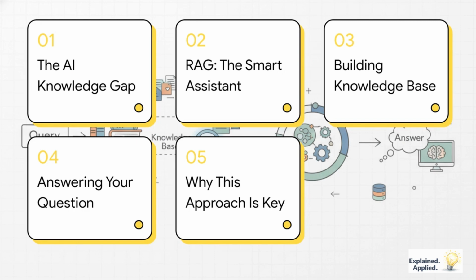So here's our game plan. We'll start by looking at that AI knowledge gap. Then we'll introduce RAG as the smart assistant that solves it. After that, we'll get into the nitty-gritty. First, how you build the knowledge base, that's a one-time thing, and then what happens every time you ask a question. And finally, we'll talk about why this whole approach is so important, even today.